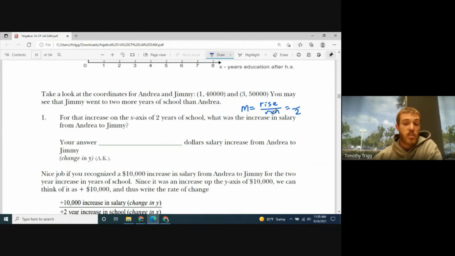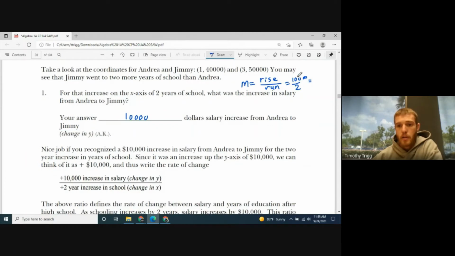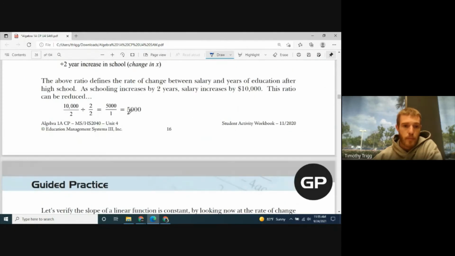The run is always the change in x. So it went from 1 to 3, so that's +2. That's your change in x, your run. The rise is the y. So we went from 40,000 to 50,000. So that's going to be a rise of 10,000. $10,000 increase between Jimmy's salary and Andrea's salary. So we can calculate this slope. The rise was 10,000. The run is 2. So 10,000 divided by 2 is 5,000. So our slope is 5,000. Okay, that's what they got here.